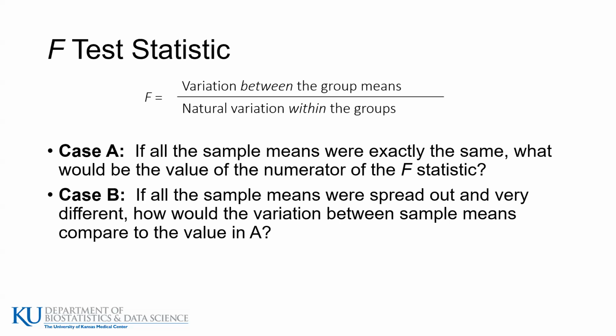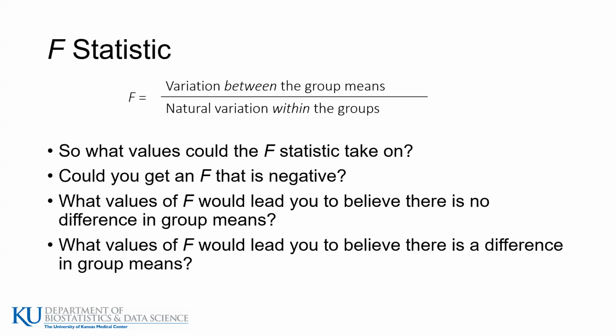So in case B, let's suppose that the sample means are spread out and very different. So this means that there's a lot of variation between the three groups, suggesting some possible treatment effect. So the numerator of this F statistic would be much larger than in case A. And if the within group variation between these two cases is the same, we would expect case B to give us a much larger F statistic, which would increase the chances of rejecting the null hypothesis.